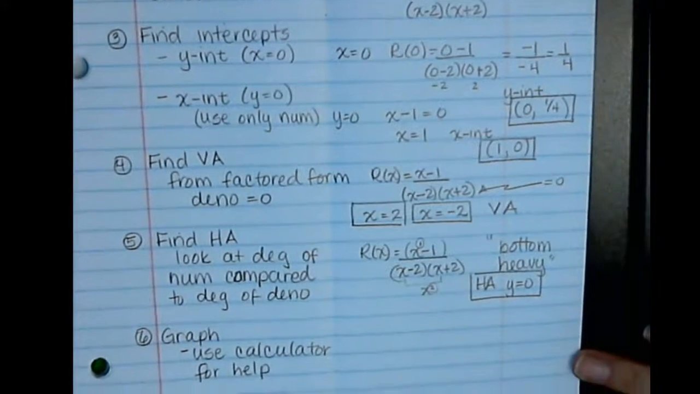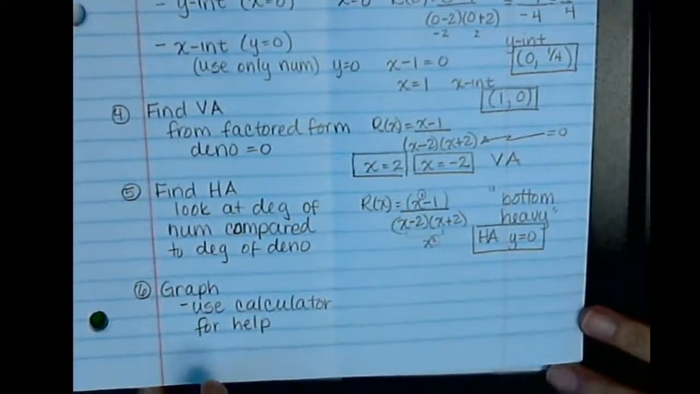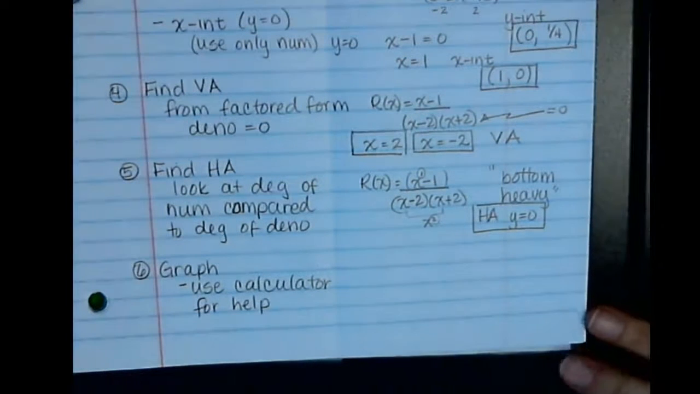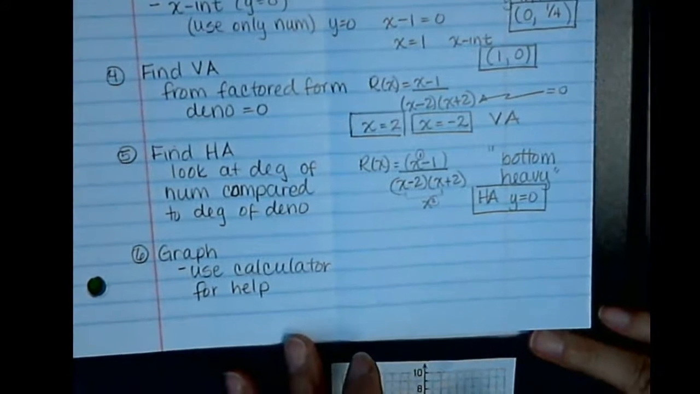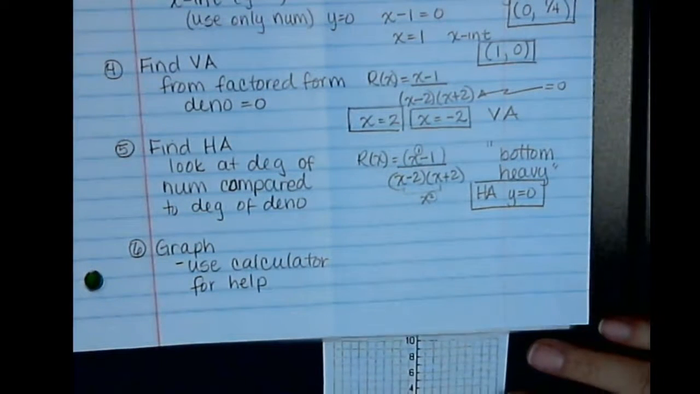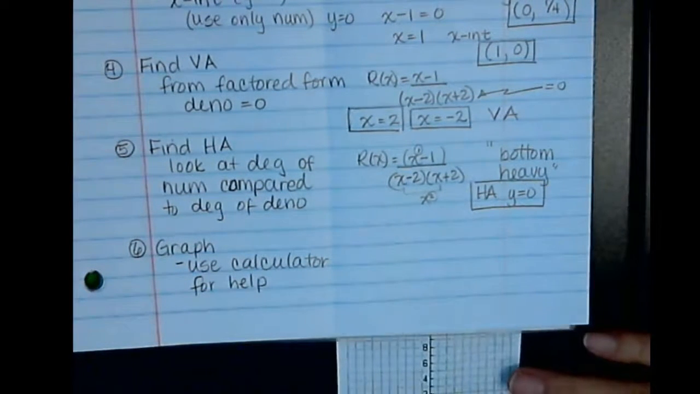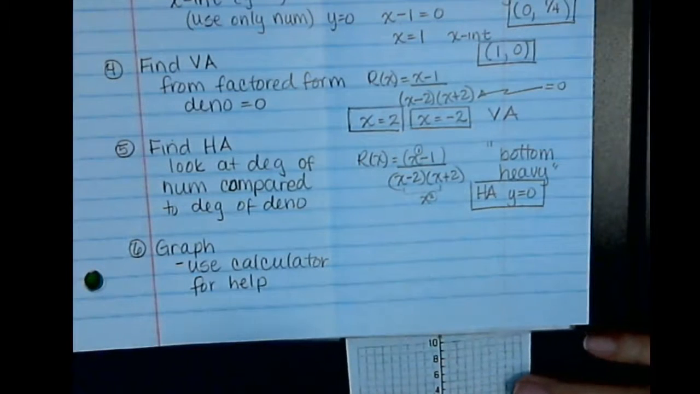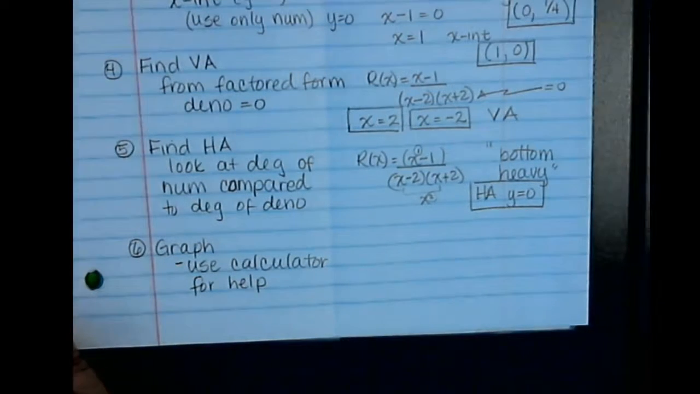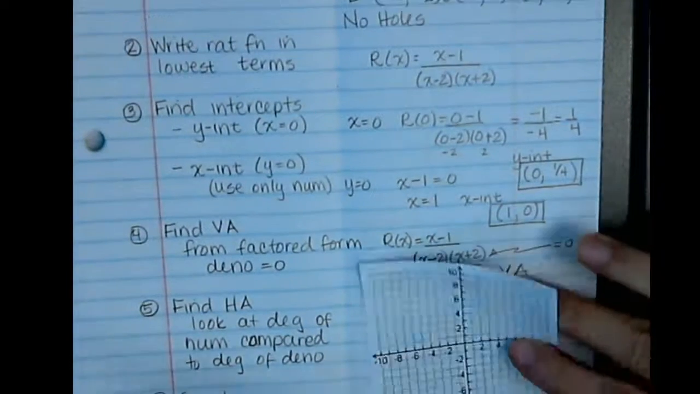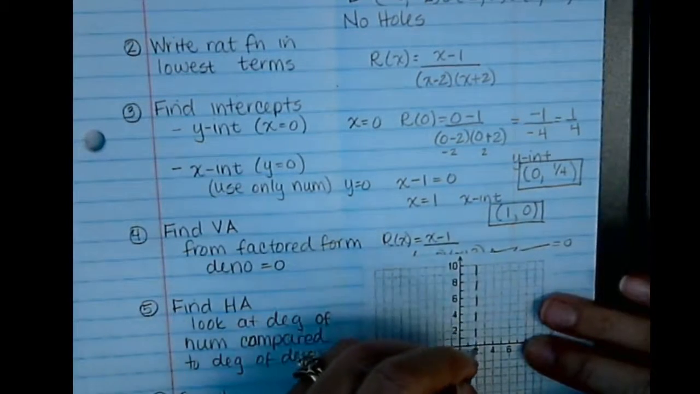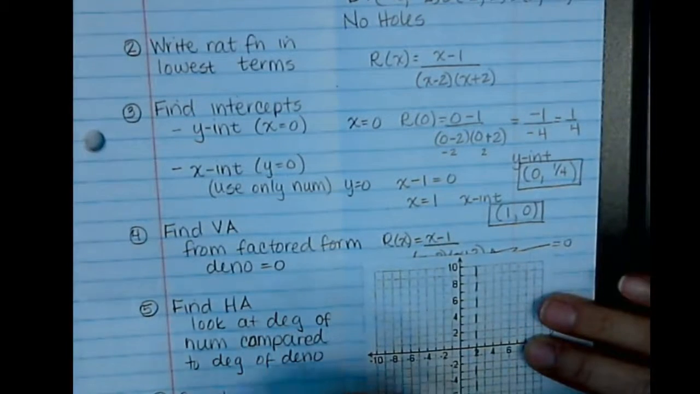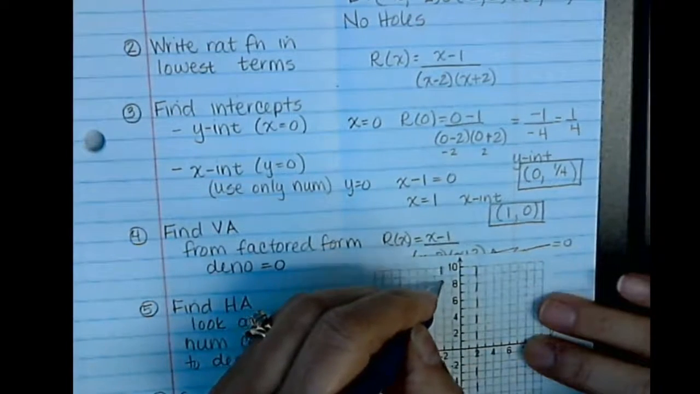So one of the first things I'm going to start graphing is by using our asymptotes. I'll move this up just a little bit more. Our vertical asymptotes were at x is equal to 2 and x is equal to negative 2. So I'm going to draw my vertical asymptotes right here at x is equal to 2 and x is equal to negative 2.